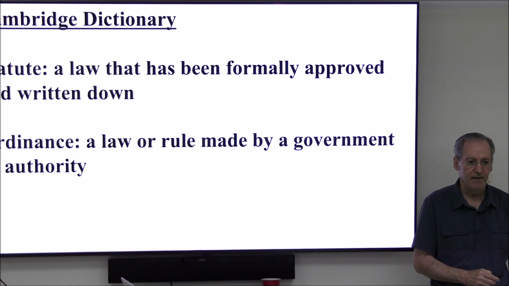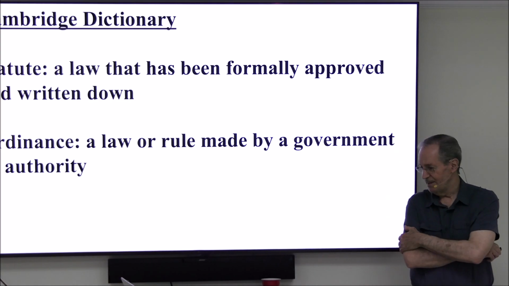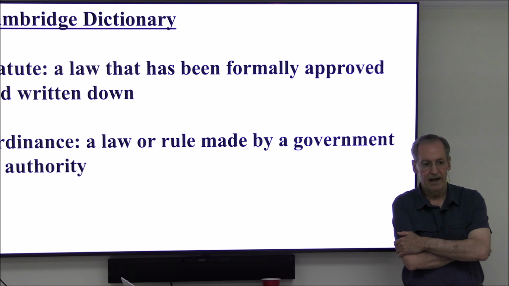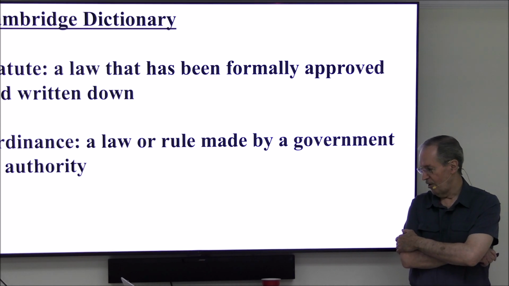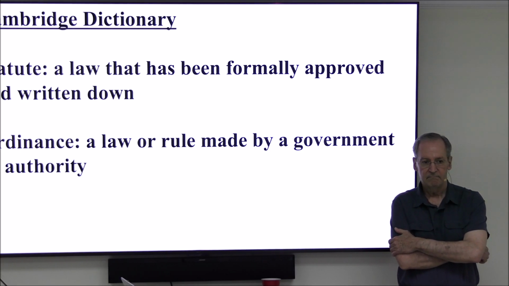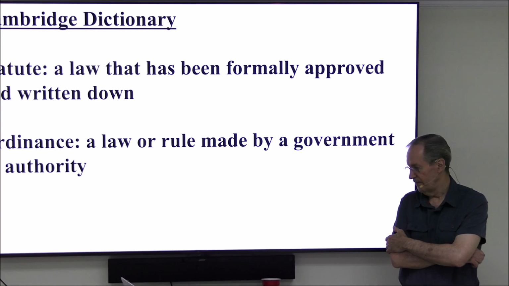So I went to Cambridge Dictionary. Cambridge Dictionary, statute says a law that had been formally approved and written down. Ordinance, a law or rule made by a government or authority. So they're a little bit different.